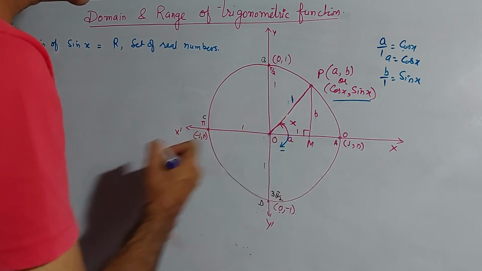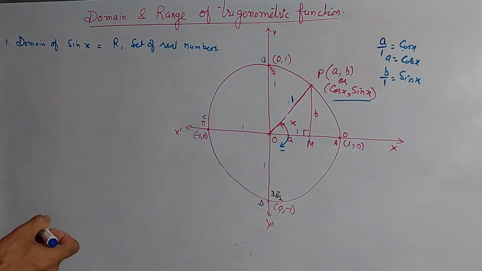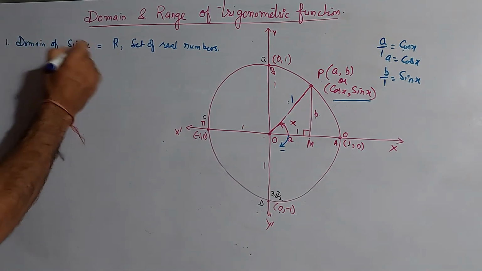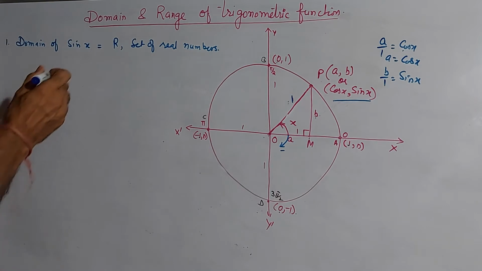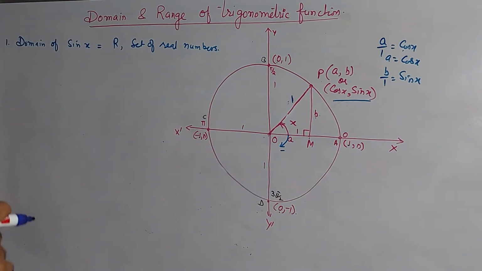In this direction the angle is negative. So here the values of X are negative. So we can put here the values of X, all the set of real numbers. So the domain becomes R, the set of real numbers.